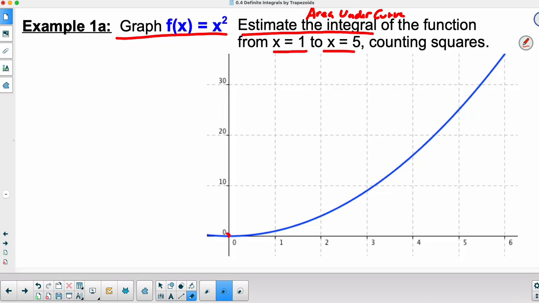between 1 and 5. And I want us to do what we did yesterday, counting squares. I just want you to see counting squares works. Trapezoids are way better. So if I start at 1, 1's right here. I want to go all the way to 5, right here. All I want to do now is find that area under my curve, count some squares.